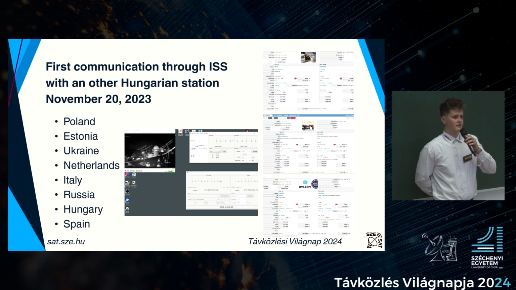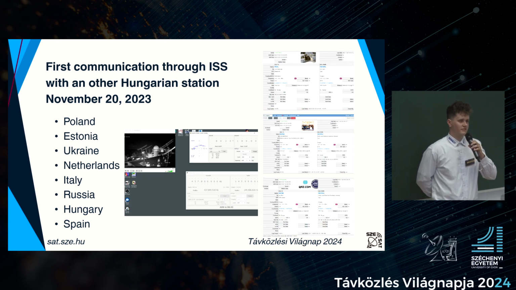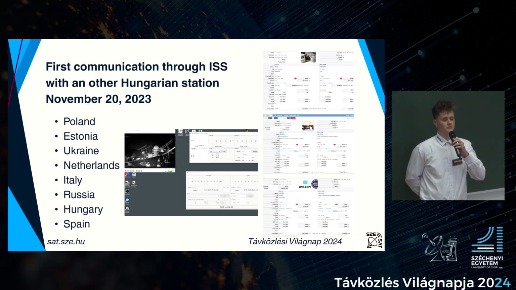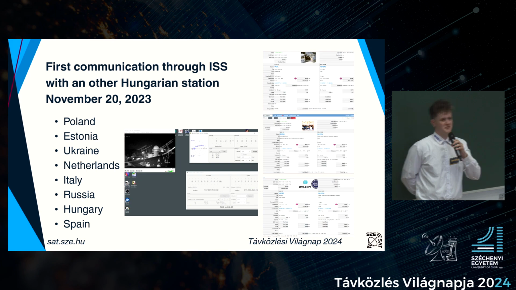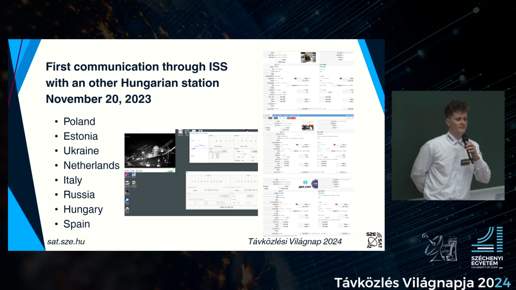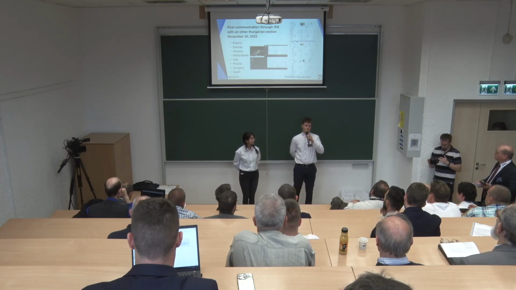This Earth station was located in Kapuvár, roughly 50 kilometers away from Győr. It would have taken only 50 kilometers for the signals to reach each other, but we talked through the ISS itself, almost 800 kilometers. And before we finish our presentation, I would like to thank everyone who made this work possible.